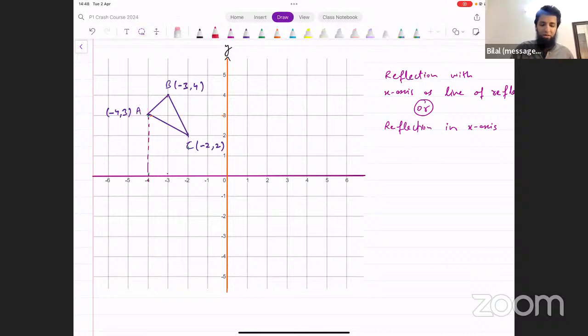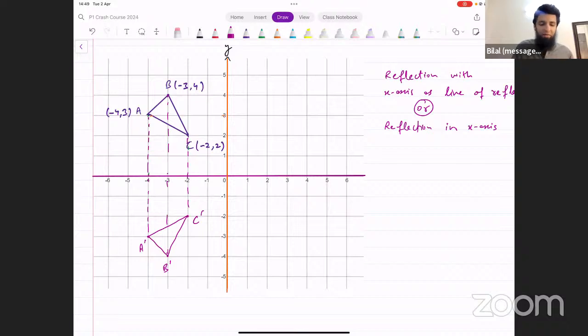That's 3 units. When it's reflected, it's going to go on the other side, 3 units down, and it's going to be here. That's A dash. Similarly, B dash is 4 units up. It's going to go 4 units down, and that's going to be here. And then you have C. C is going to go here, C dash, and the reflected figure is going to become like this. This is the diagram that you get when you reflect it in the x-axis.